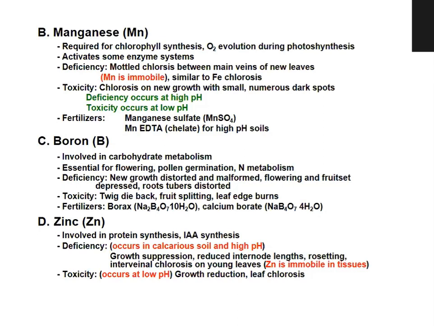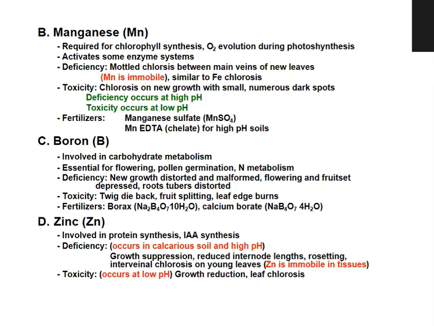Deficiency symptoms: mottled chlorosis between the main veins of new leaves. That is mottled chlorosis, which can be presented in pictorial form later. It is similar to iron chlorosis.